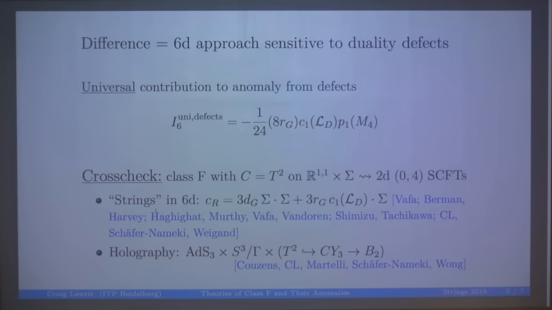Okay, and we cross-check this by looking at further compactifications of these 4D theories down to 2D. And there it's related to strings in 6D, or else holographic constructions with varying axion dilaton.